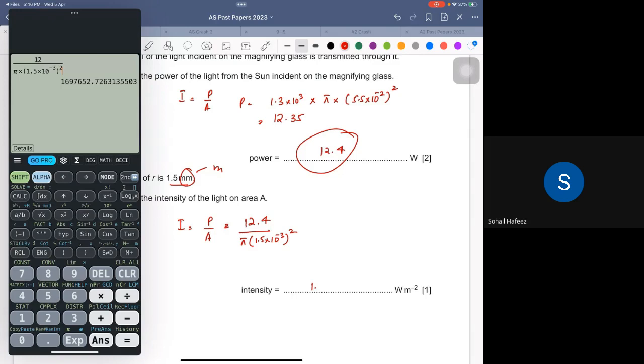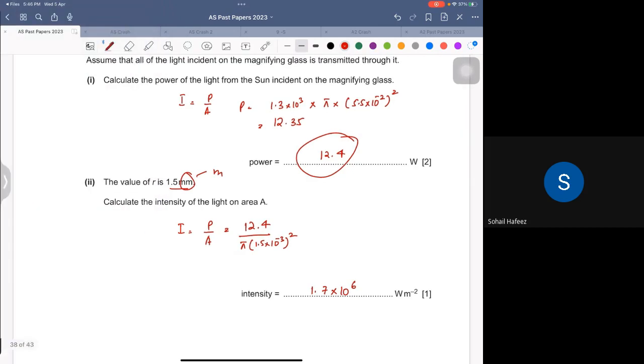1.69, 1.7 times 10 raised to power 6 watt per meter. Okay. Please check your answer. Let me know if you need me to explain this to you. Okay.